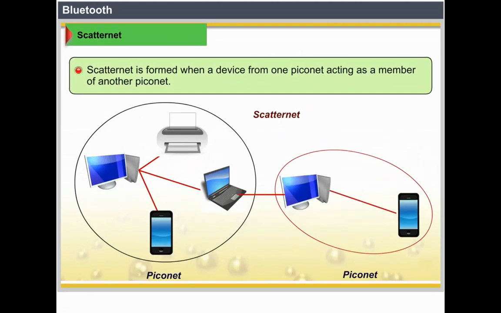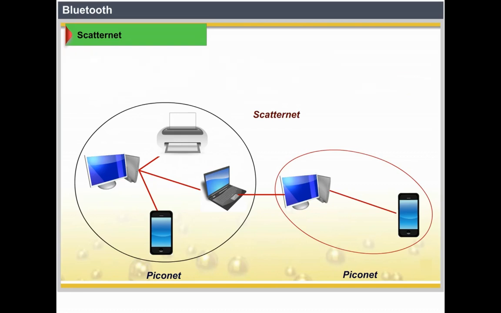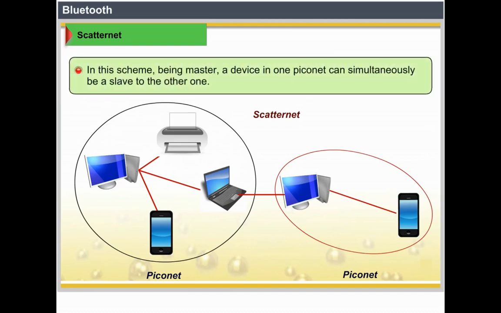Scatternet is formed when a device from one piconet also acts as a member of another piconet. In this scheme, a device being master in one piconet can simultaneously be a slave in the other one.